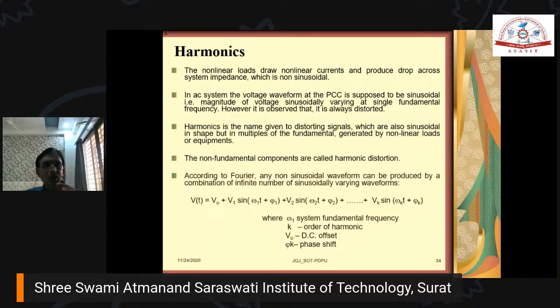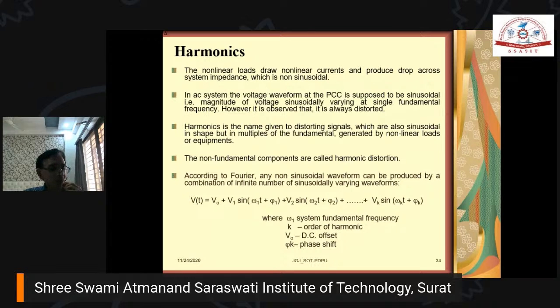Harmonic is the name given to distorting signals which are also sinusoidal in shape but in multiples of the fundamental, right? So again I am repeating, harmonics is the name given to distorting signals which are also sinusoidal in shape but in multiples of the fundamental, and generated by what? Non-linear loads or non-linear equipment. And the non-fundamental components are called harmonic distortion.